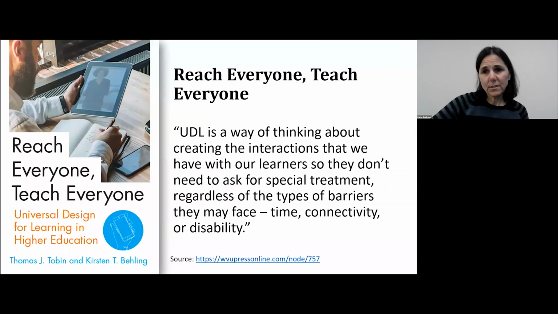One of the books that I used to help inform me on this was Reach Everyone, Teach Everyone. It's by Thomas Tobin and Kirsten Behling. And what they talk about is UDL. It's creating interaction so people don't need to ask for special treatment. We want to reduce the barriers that we can, but knowing that there will be times that we can't accommodate everyone all the time. But what we're trying to do is accommodate most of the people most of the time. So by removing the barriers that we've created, it does help others access our course. And they still may have barriers, time, connectivity, or disabilities, but because you've made it accessible, it doesn't matter.